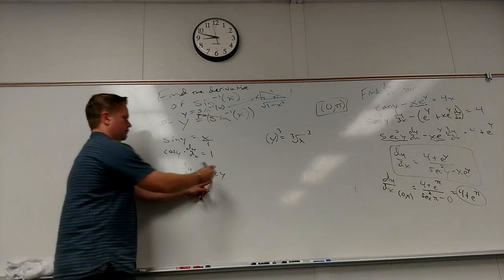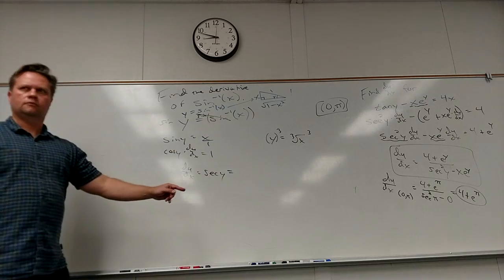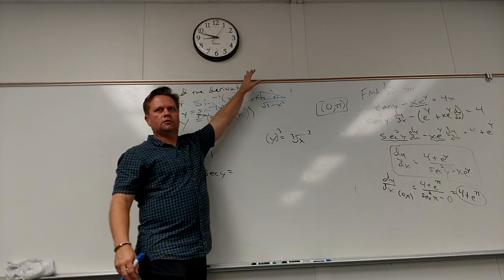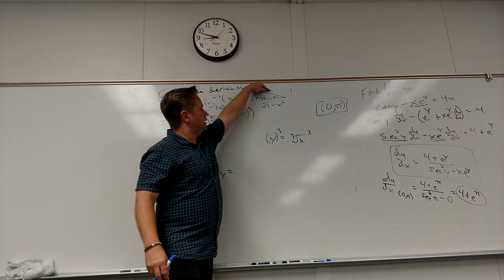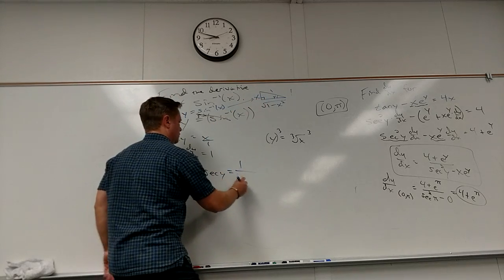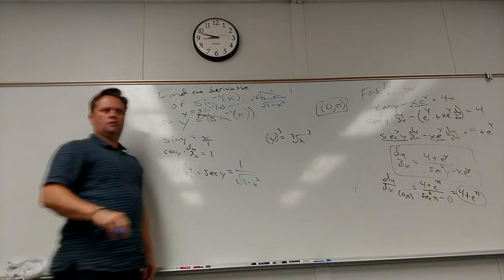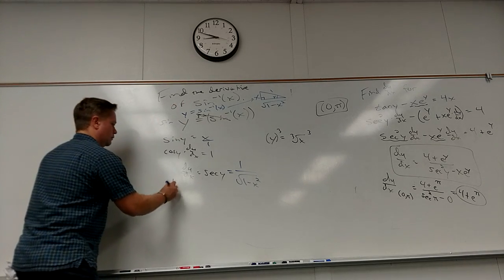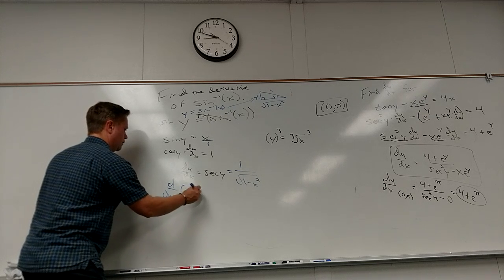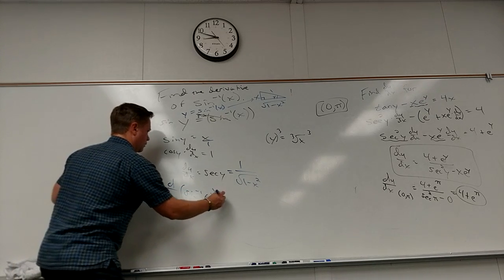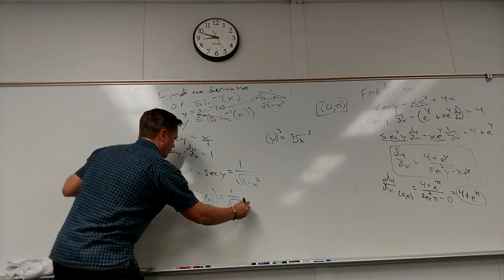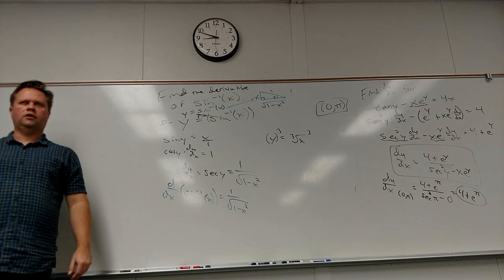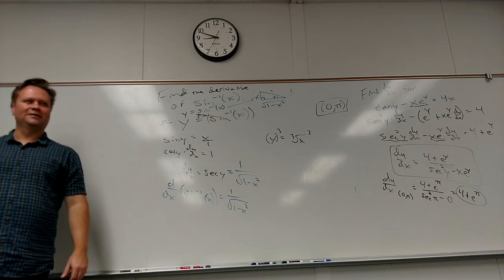So what's this? Cosine is this side over that side. So secant is this side over that side. So you get this. So the derivative of the inverse sine is 1 over the square root of 1 minus x squared. Nothing that you would just guess, I don't think.